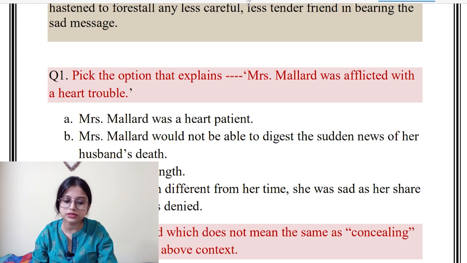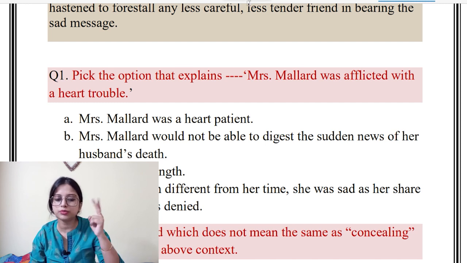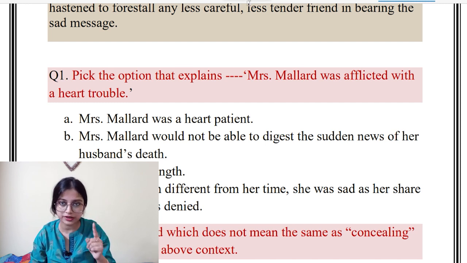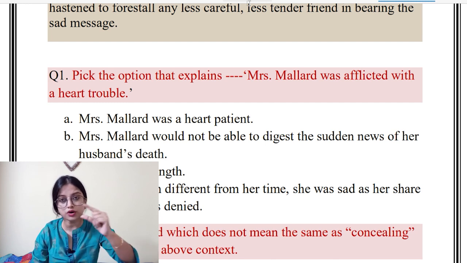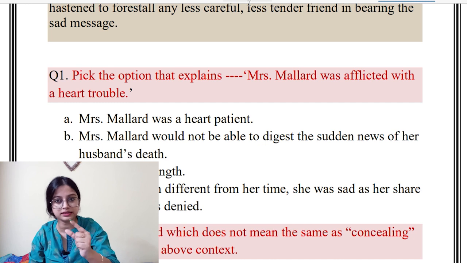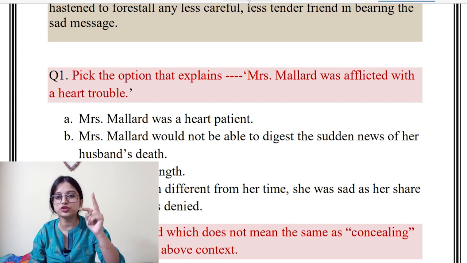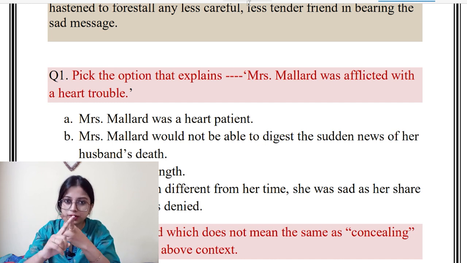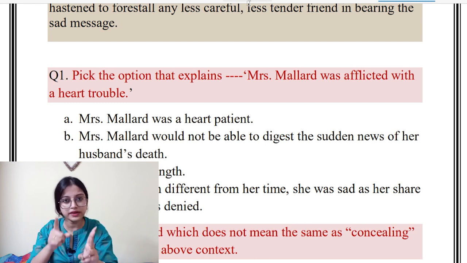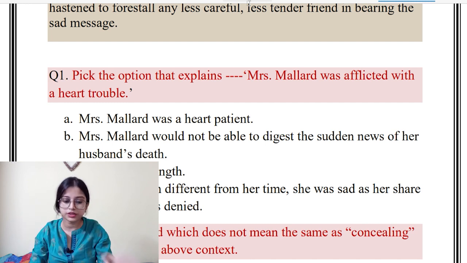So first, Mrs. Mallard was a heart patient. That can be correct, right? We have to check which one is the best. So let us first identify which options are correct at least. If there are two correct, then we will eliminate the one which is less correct than the other. This is the way you solve MCQ questions.